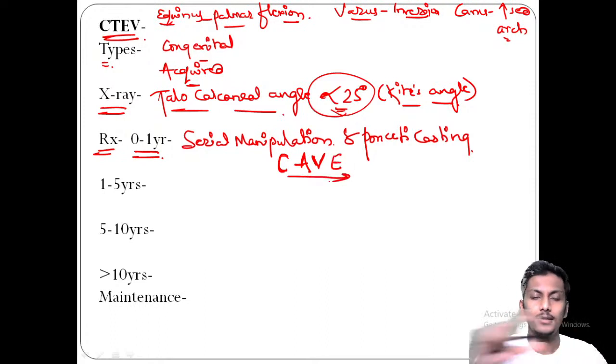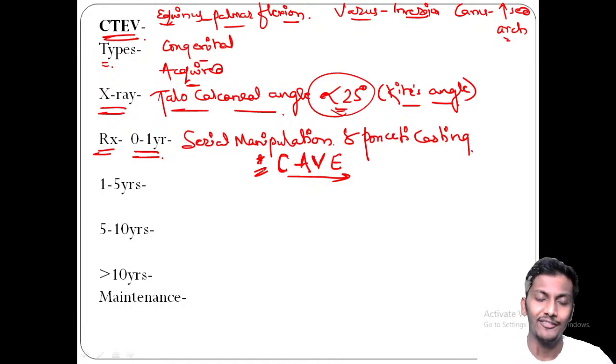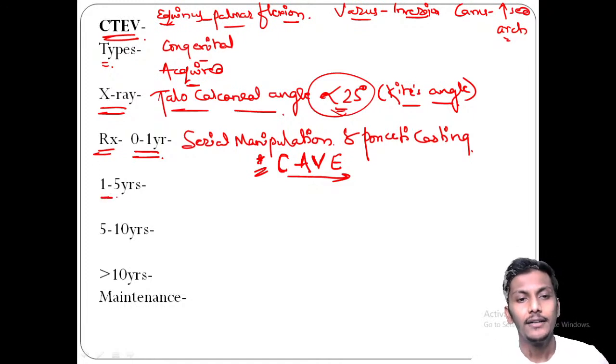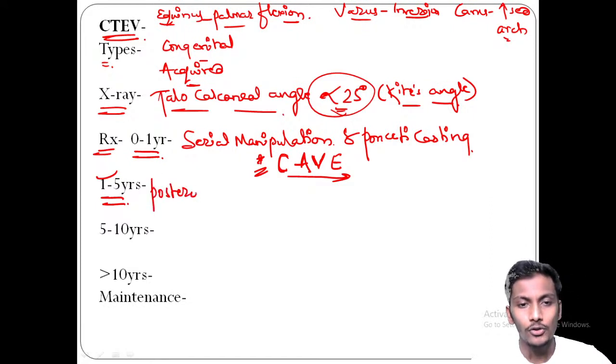So please remember, this is the sequence: cavus, adduction, varus and equinus. This question had come earlier. Okay, what is the sequence of CTEV treatment? Please remember, if the child is presenting to you between 1 to 5 years of age, then the answer would be posteromedial soft tissue release.